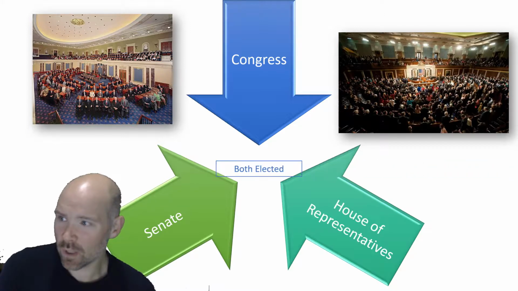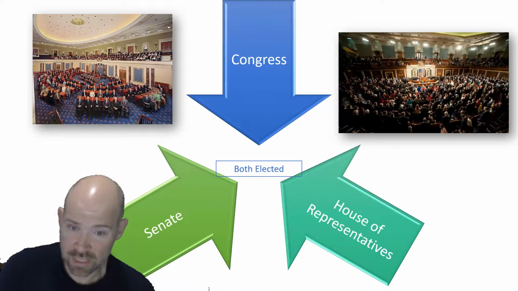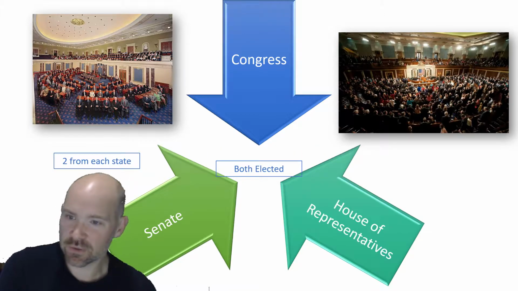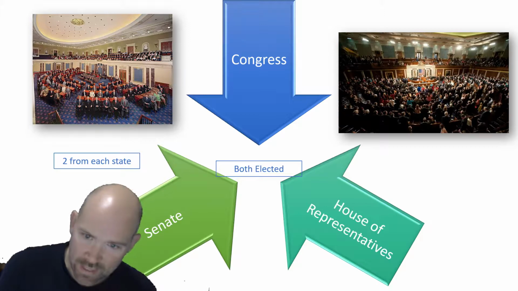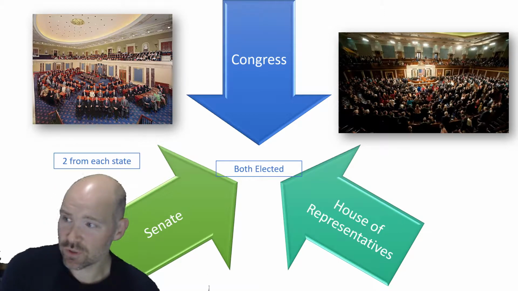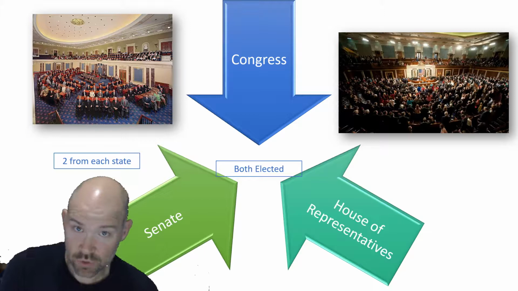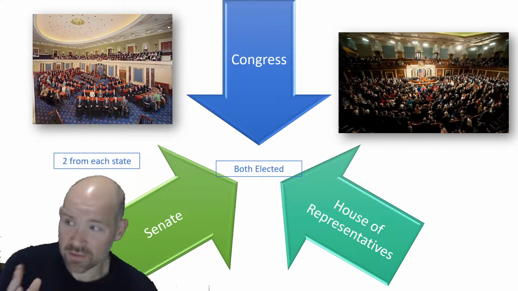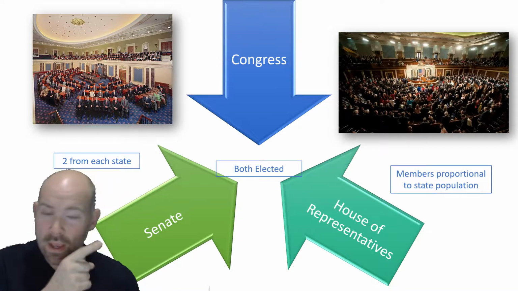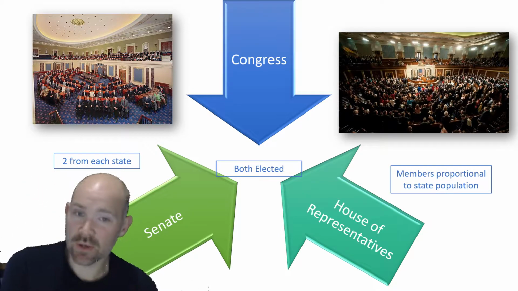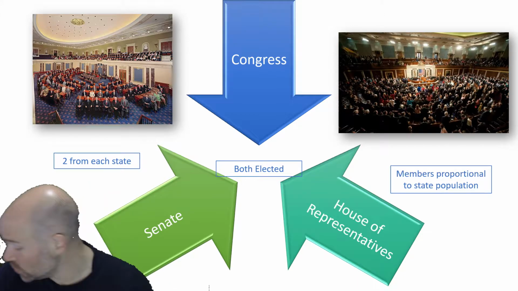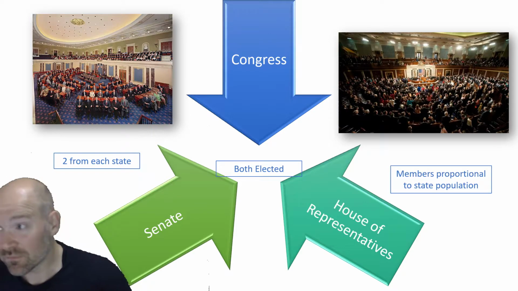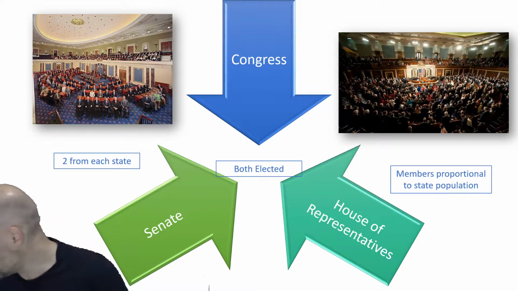So let's talk a little bit more about them. Both of these houses are elected, which is of course different to the UK, but they're elected at different times and in different ways. In the Senate, you have two senators from each state, so two from Texas, two from New York, two from Ohio, whatever. It doesn't matter where the state is, there are two. Whereas in the House of Representatives, the number of representatives is proportional to state population. So huge states will have many, and tiny states will only have one.